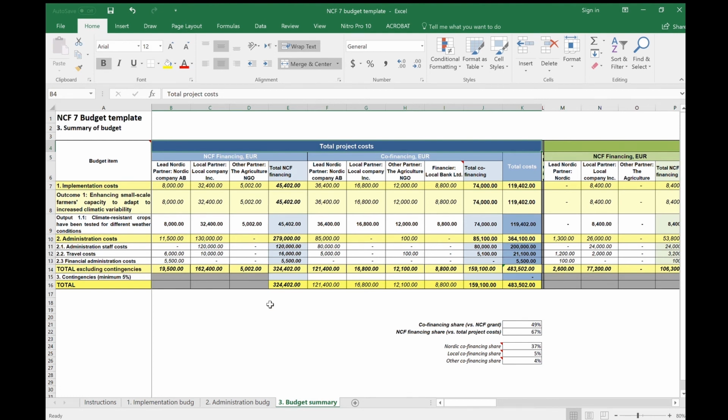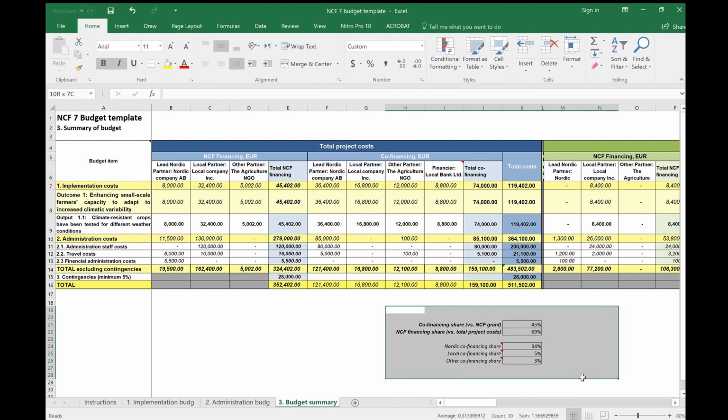The contingency should be added only on a total project cost level, that is in the blue table of the budget summary. The fields that are not colored gray can be used for defining the source for the contingency. The contingencies can be covered either with a combination of NCF funds and co-financing or with NCF funds only.